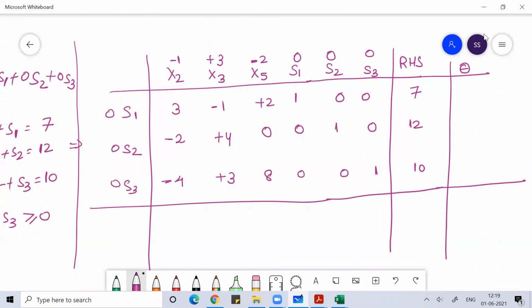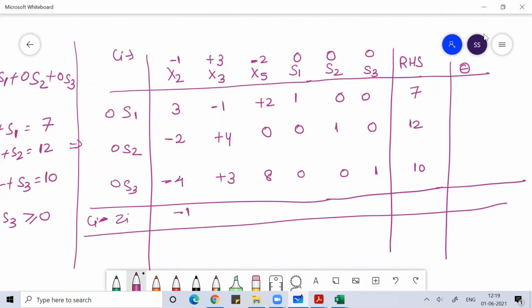So these values are called CI. This value you call ZI. So for the first iteration table, you know that your CI minus ZI will be the same value: -1, 3, -2, 0, 0, 0. I have already done enough of the problem and all the steps. You should not be confused with this.